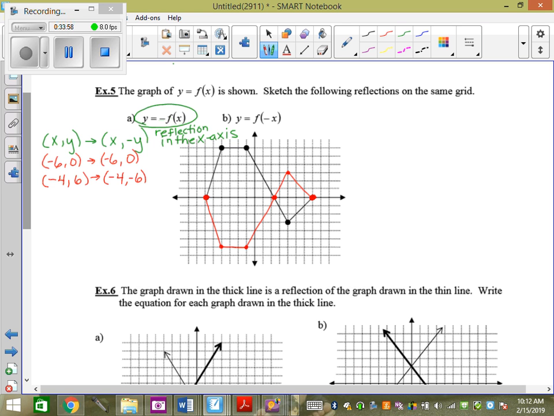So I have negative 1 and 6. It's going to become negative 1 and negative 6. Then I would get this point. Then I have 1, 2, 3, 4, and negative 3. It's going to become 4 and 3.